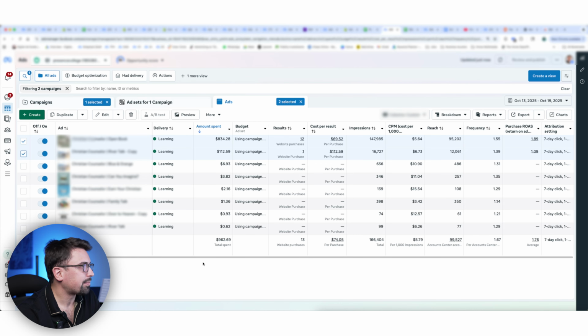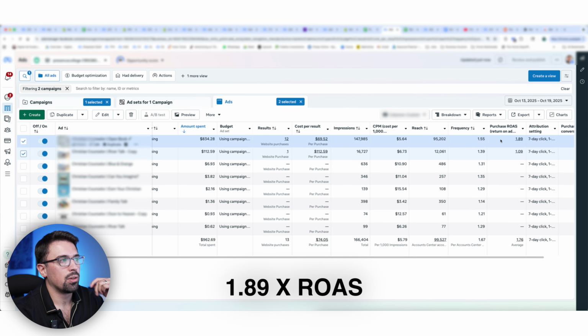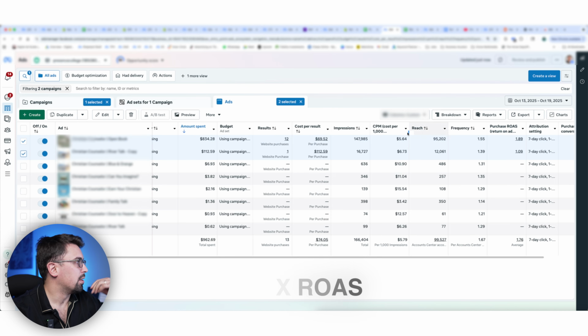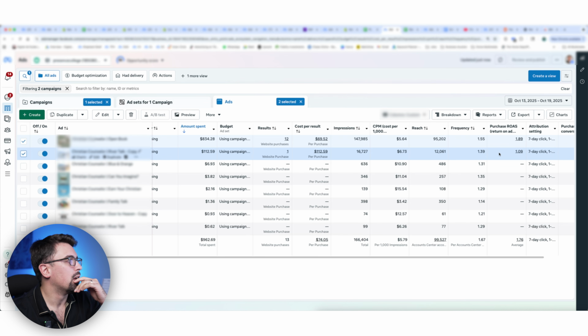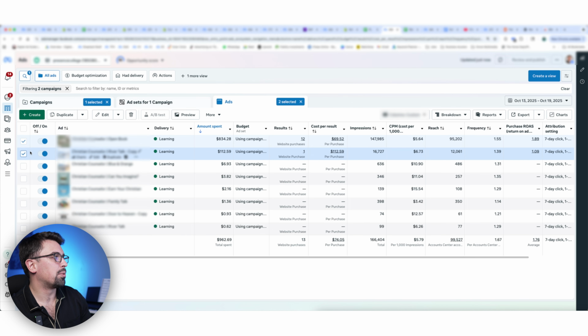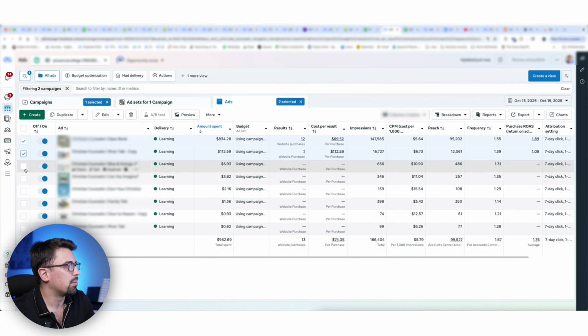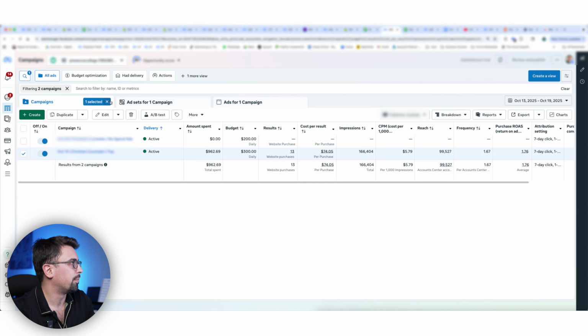So check this out. You can see that the top one got a 1.89x ROAS. So for me, that's profitable. That's great. The second top spender got a 1.09. So that's like slightly profitable. I would consider that more or less break even, okay? So what did I do? I went ahead and I duplicated this campaign as is, and then I removed these top 2 spenders, okay? So essentially, I'm forcing the algorithm to now test the remaining 6. And what happened? Well, take a look.